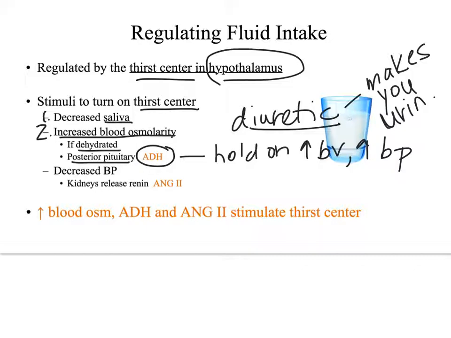Now, decreased blood pressure is going to stimulate the renin-angiotensin 2 pathway. Now all of these things can stimulate the thirst center. So increased blood osmolarity, antidiuretic hormone, and angiotensin 2 all are going to stimulate us to drink. Okay, I want to make sure that's everything I wanted to say on there. I think that's right.